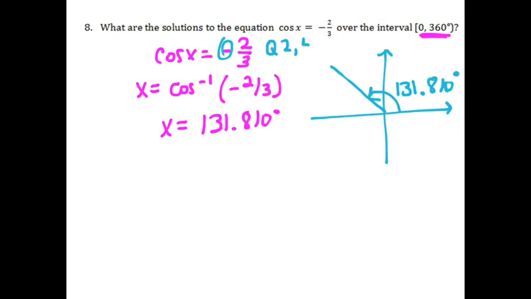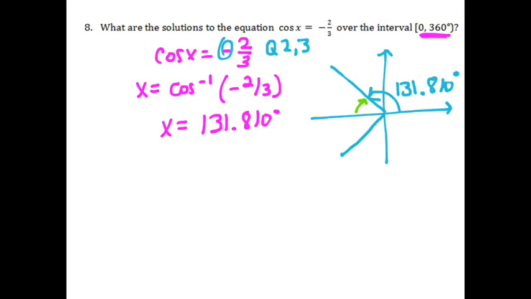Oh, nope, not 4. Sorry. Quadrants 2 and 3 is where cosine's negative. I have the quadrant 2 angle. I need to find that same angle in quadrant 3. And in order to do that, I need to know what this reference angle is right here.